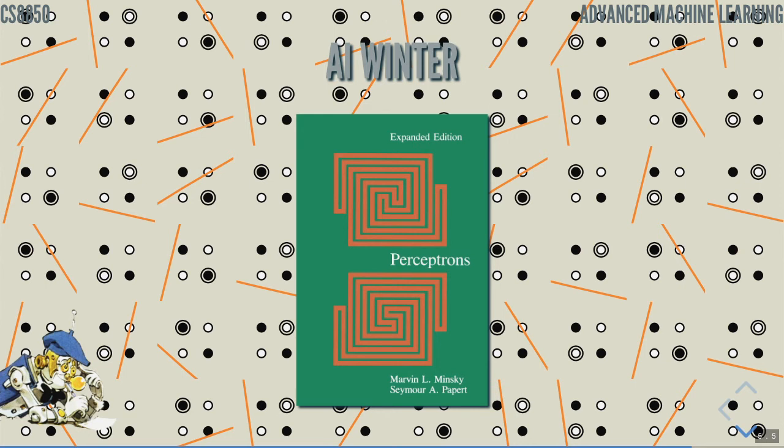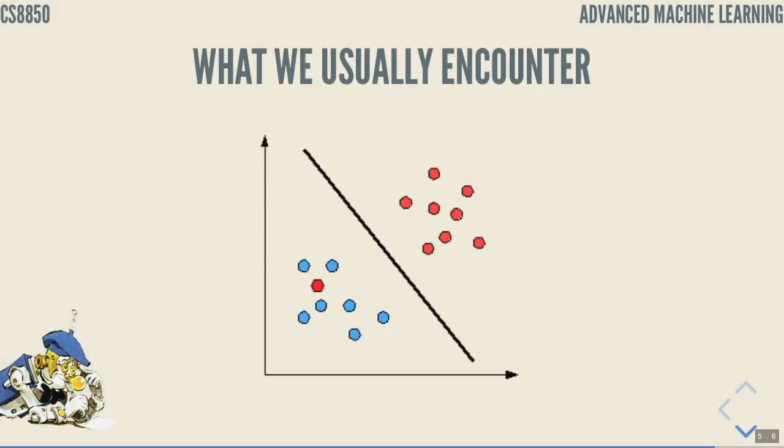And for the next decade or two, people didn't know what to do about it, and AI wasn't funded as much in academic circles in the United States. Well, we're not talking about Europe now, but in the United States for sure. But what we usually encounter in practice looks like that. It's not as toyish as the exclusive OR problem, and is something that we can tolerate.